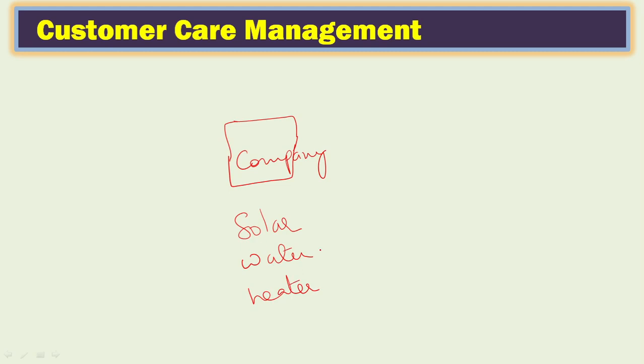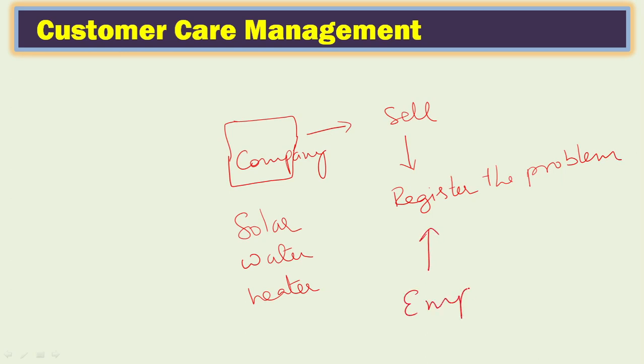Here we can also sell, because the company is selling this. So you're supposed to provide an option to sell to the customer. Once you sell the product to the customer, naturally there may be a problem, so they need to call back. They need to register the problem. What is the problem? The customer may have a problem, so we need to register it and enter it into the system. Once you register the problem, we can send an employee to solve it.